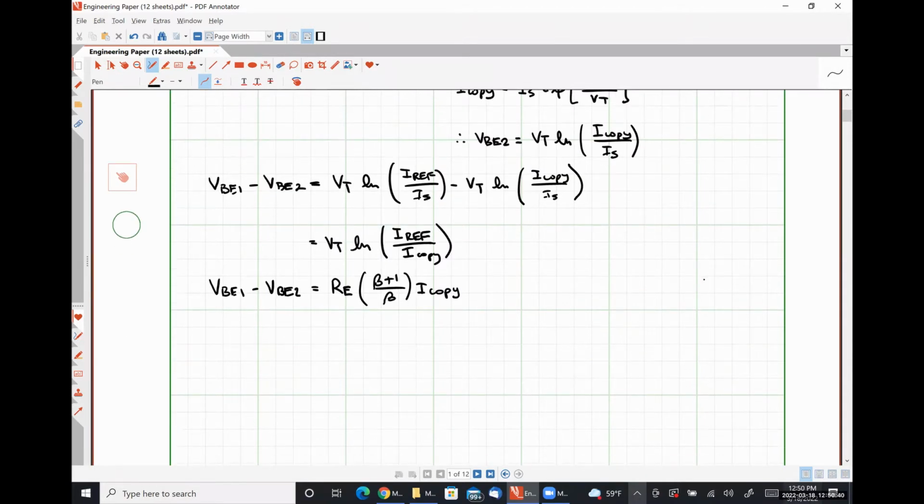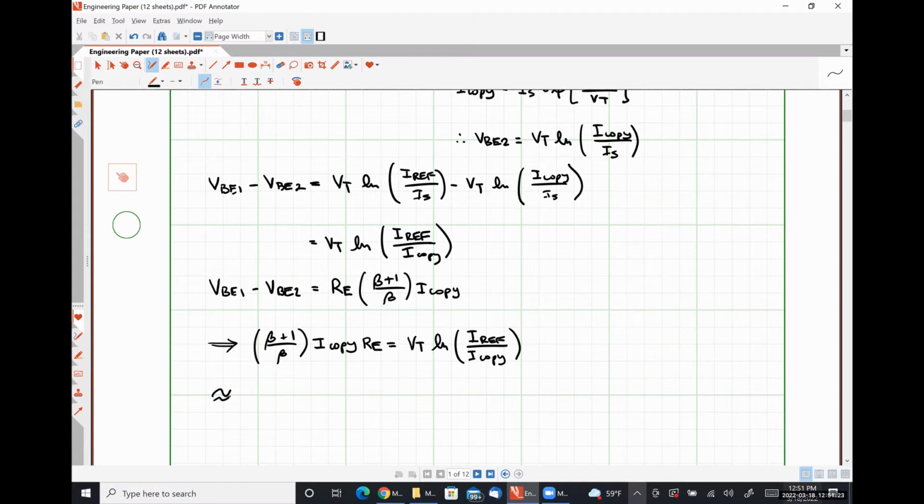And we can now put these two expressions for VBE1 minus VBE2 set equal to each other. And what that gives us is (beta plus 1 over beta) multiplied by I copy RE is equal to VT natural log of IREF over I copy.